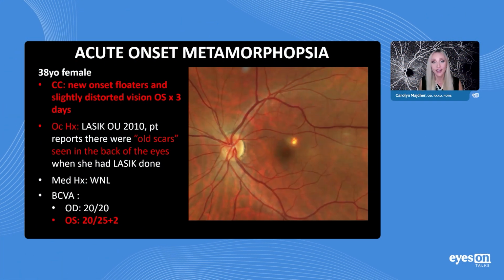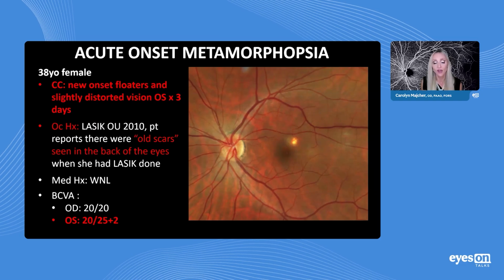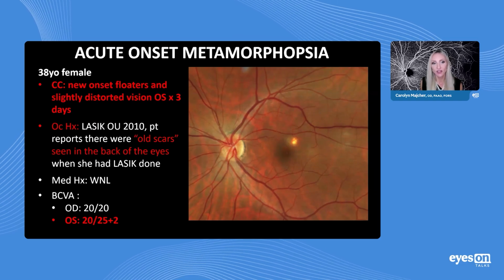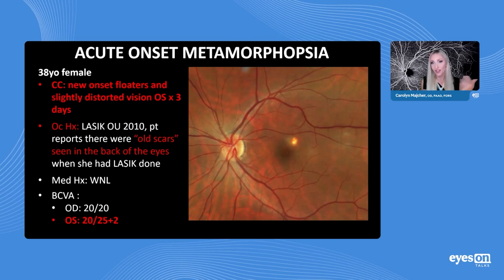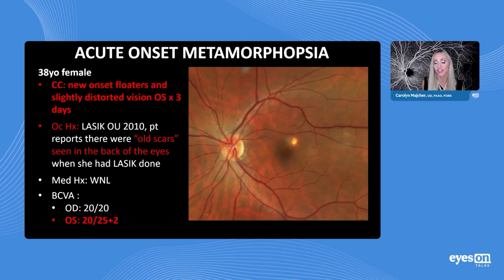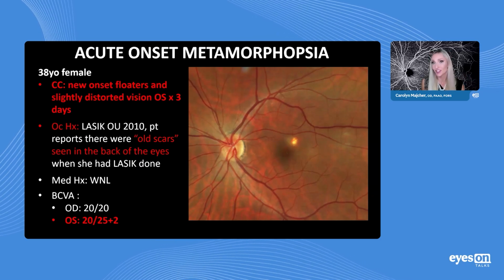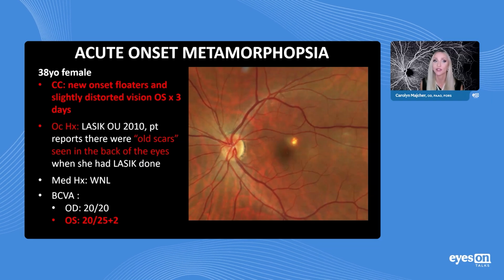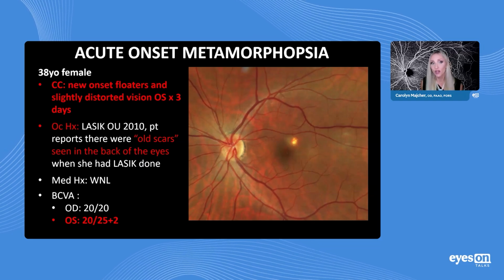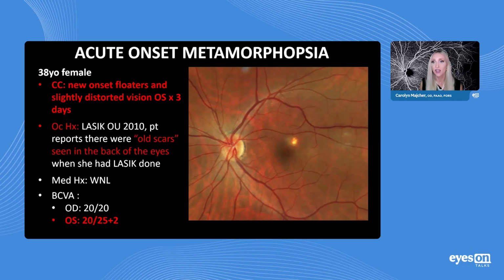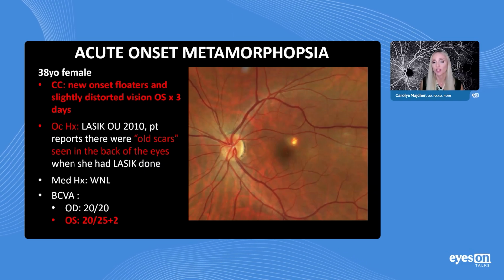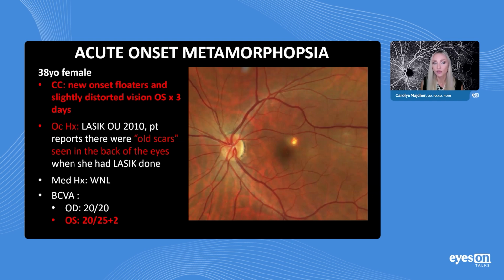So I've entitled this last retina case, Acute Onset Metamorphopsia. This was a 38-year-old female, a primary care physician that's one floor up from us in our IHS hospital facility. So she's like a VIP patient. She's coming down, just dropping in to optometry and saying, I've noticed some new onset floaters and slightly distorted vision in the left eye for the past 3 days. This is her initial examination with us, so a new patient. We hadn't seen her before.